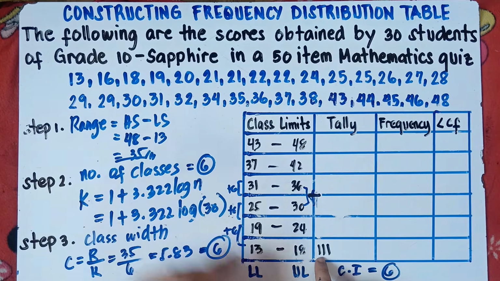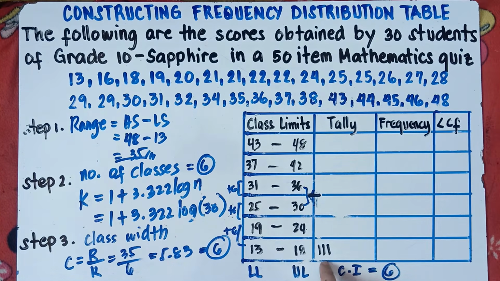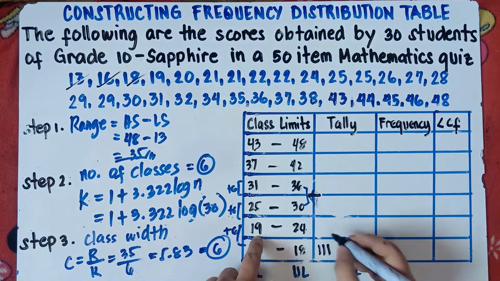Once again, 13 is here. Then we have 16, 16 is also here in between, and 18. So we have 3 for 13 to 18. So next is 19, so we're done with this one. So 19, we have 1.